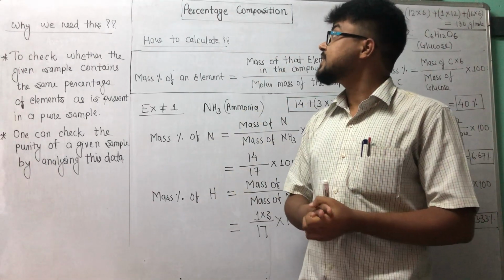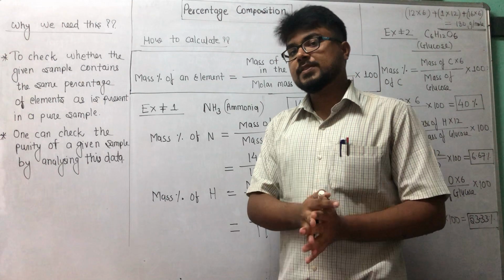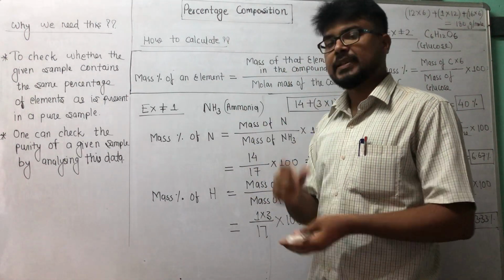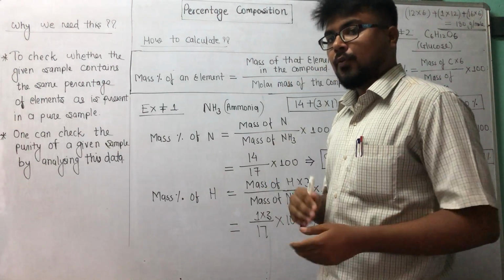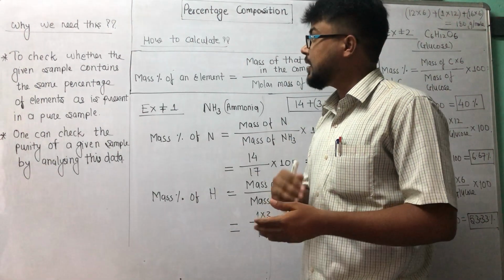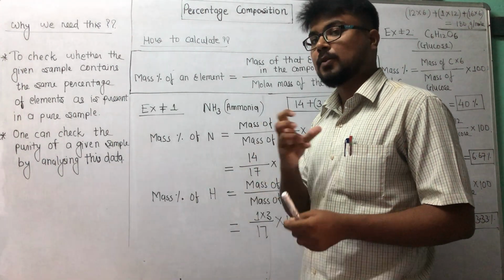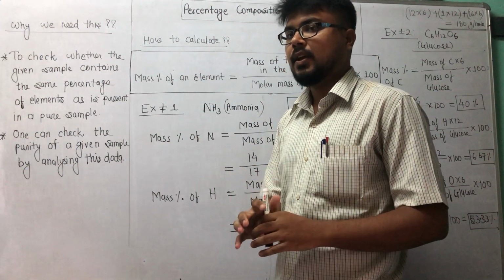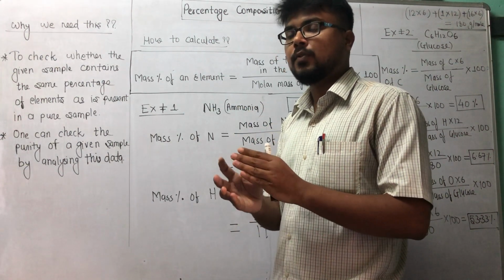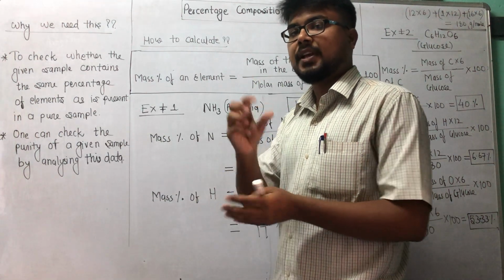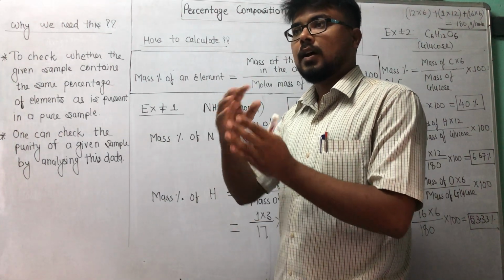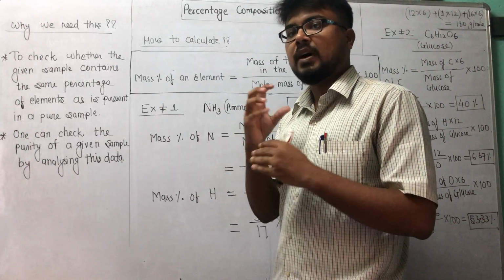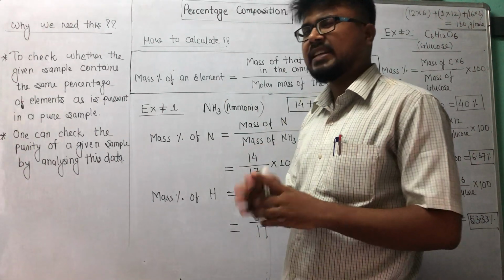Today we will discuss one basic concept of chemistry, that is percentage composition or mass percent of an element. Why we need this and how we can calculate the percentage composition. It is a very common concept and very easy to understand. Once you understand, you will be able to frame any kind of numerical problem based on empirical formula, molecular formula, percentage composition, mass percentage, mass by volume percentage, etc.